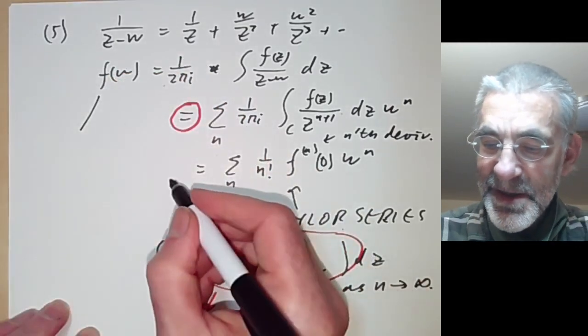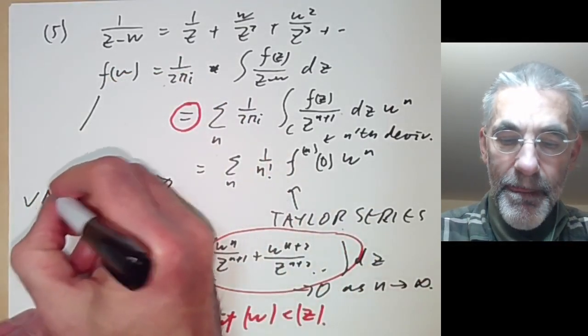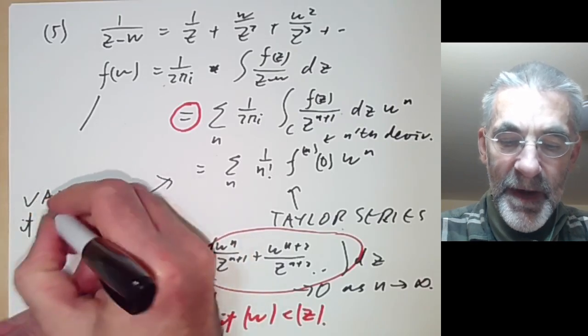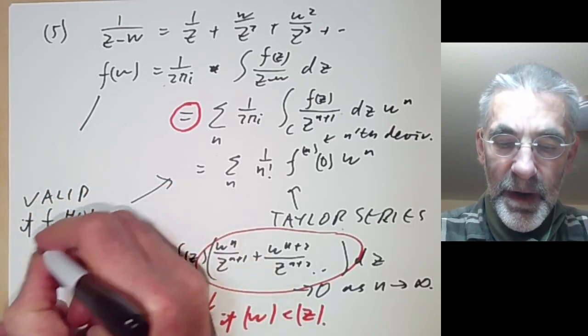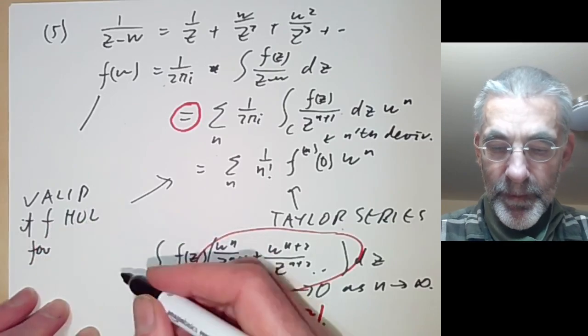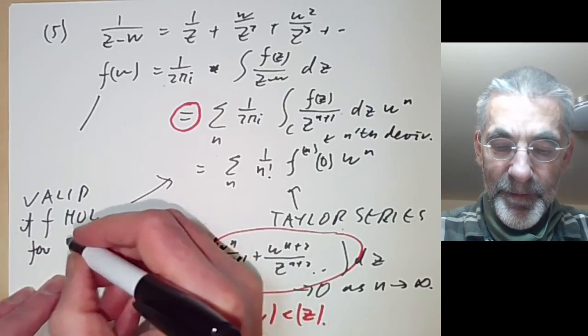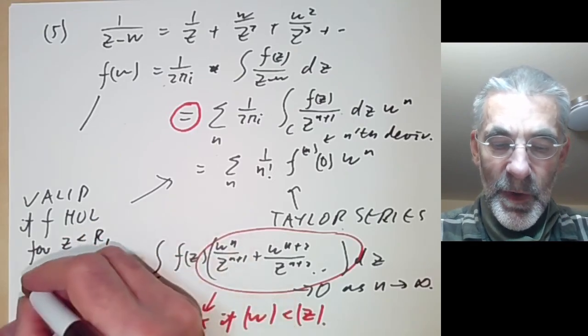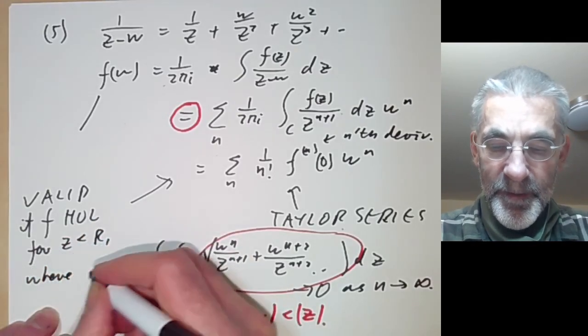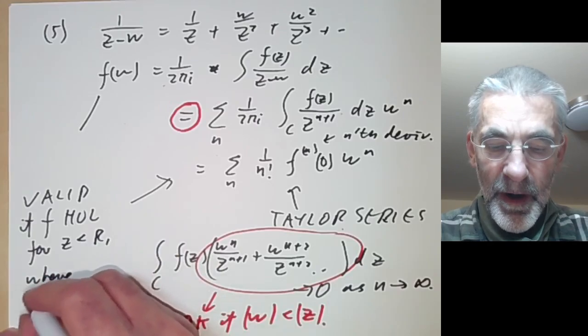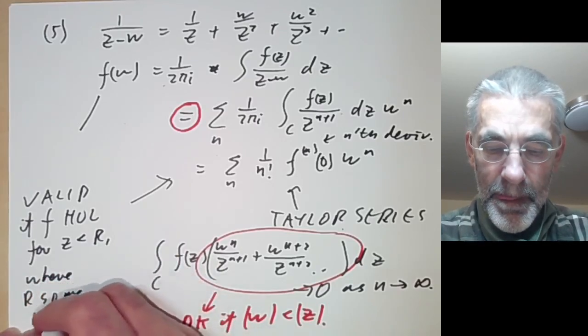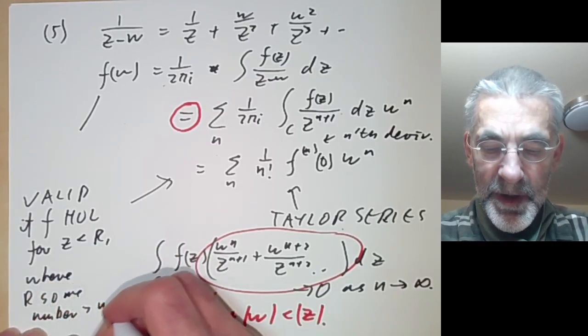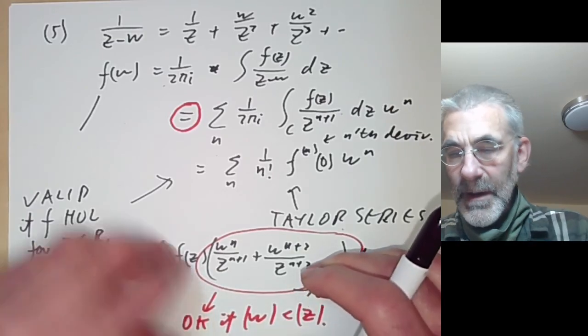So this Taylor series expansion is valid if f is holomorphic for |z| less than r, where r is some number bigger than |w|.